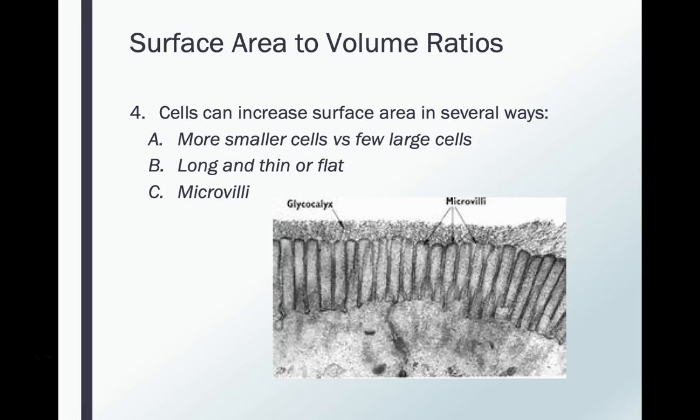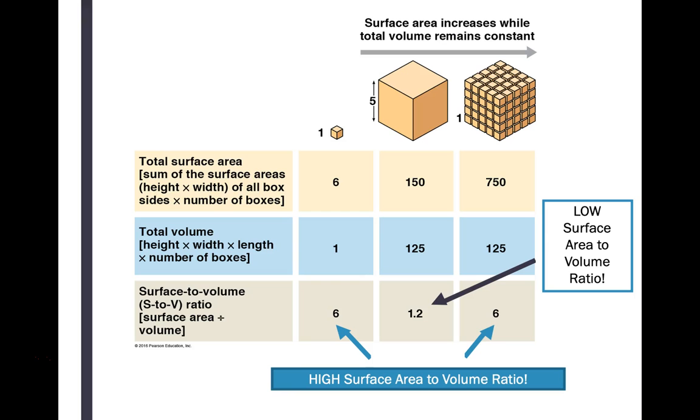So it's like fingers sticking out. If you look at your fingers, you have surface area on all sides, whereas if you ball up your fist, you don't have that surface area in between. And so all of these things increase the surface area to volume ratio.